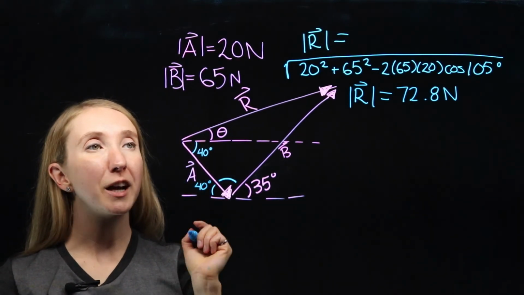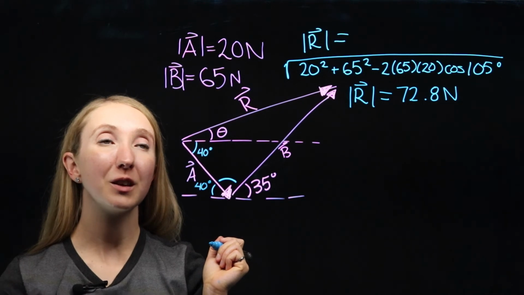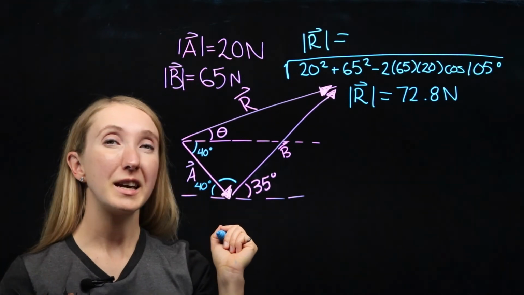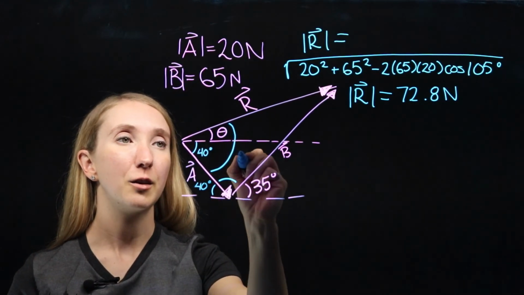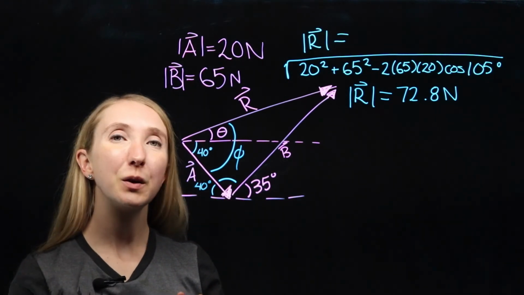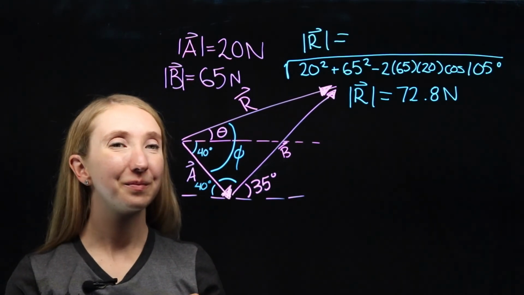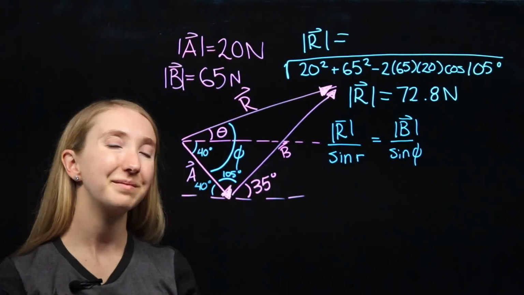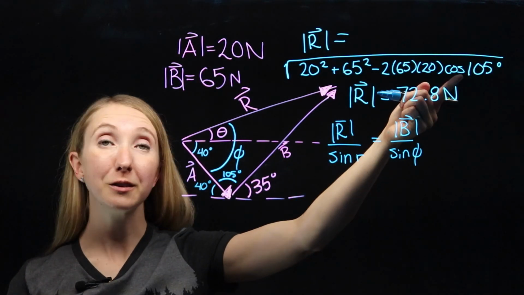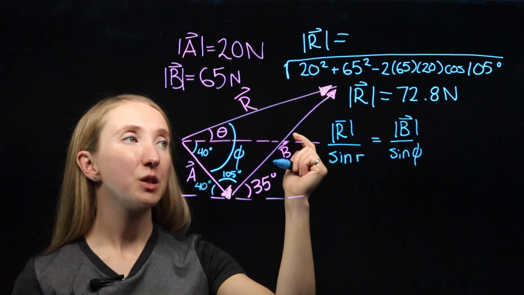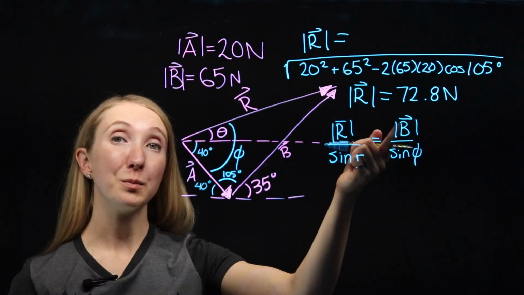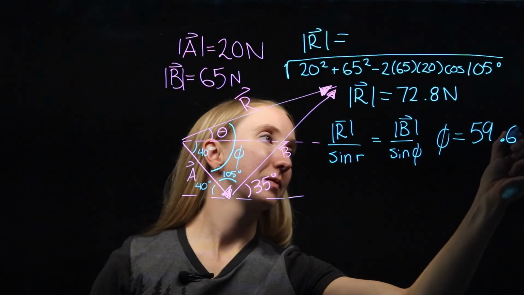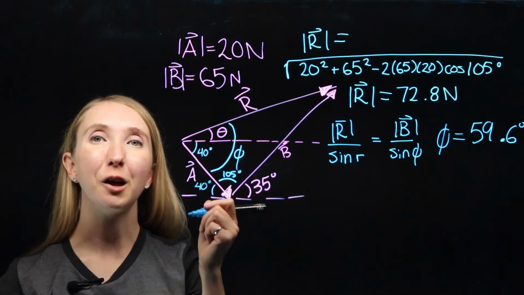Now we want to find the direction R relative to the horizontal. That would be our angle theta. So to get theta, we actually have to find the angle phi first again, so that we can keep working with our triangle. We already solved for R, which is 105 degrees, and we know the magnitudes of our vector R and our vector B, so we can rearrange this to solve for phi. Now we can work backward to solve for theta.